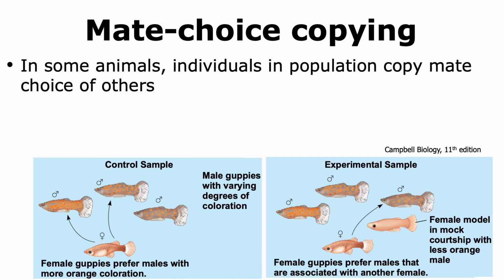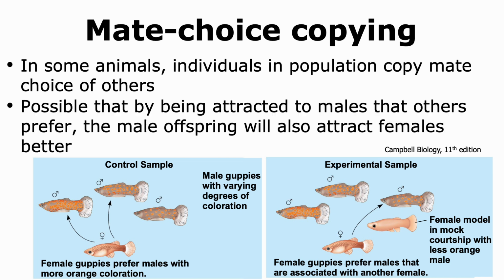Now, an experiment was performed where a model female guppy was introduced in the tank, and that model was designed so that it associated more with the male guppy that has less orange color on its body. It was observed that the female guppies now preferred the male that had less orange color and were no longer attracted to those that had more orange color. Thus, the female guppies changed their mating choice and copied the mate choice of the model fish. Scientists have proposed that the mate choice copying phenomenon occurs because by mating with males that other females tend to prefer, the male offspring that will thus be born will attract females better and hence have a higher chance of reproductive success.